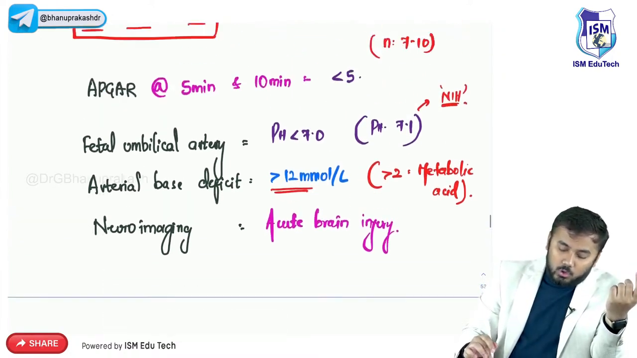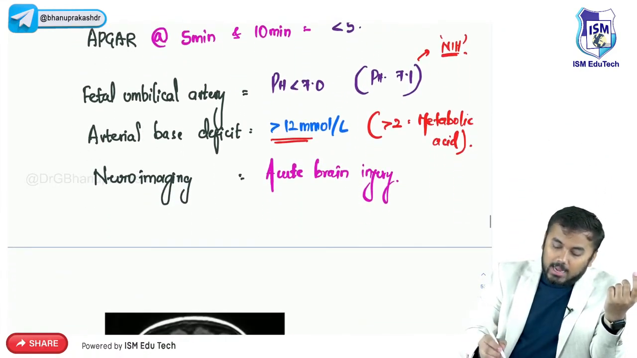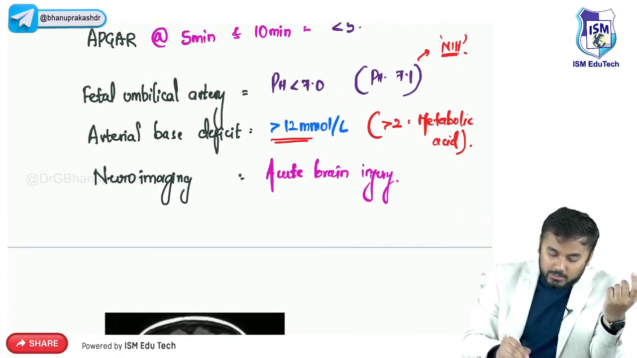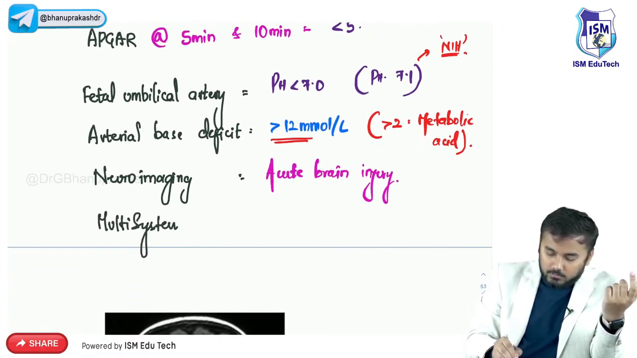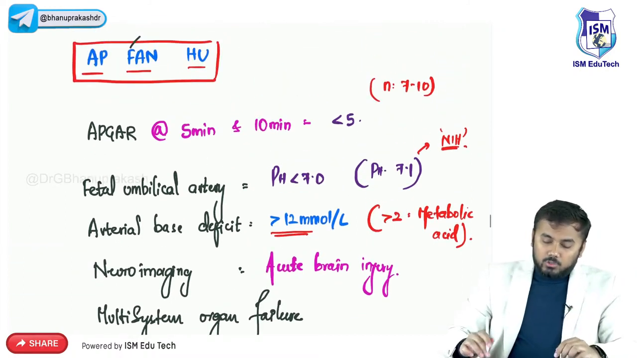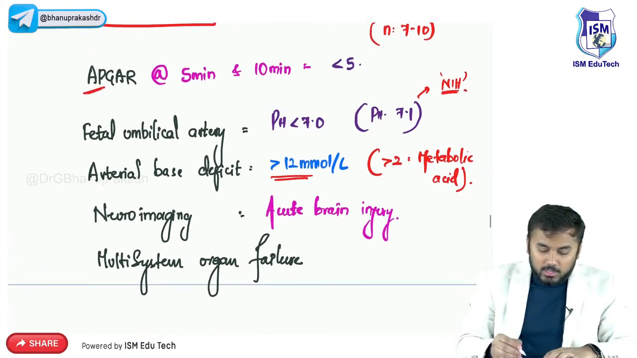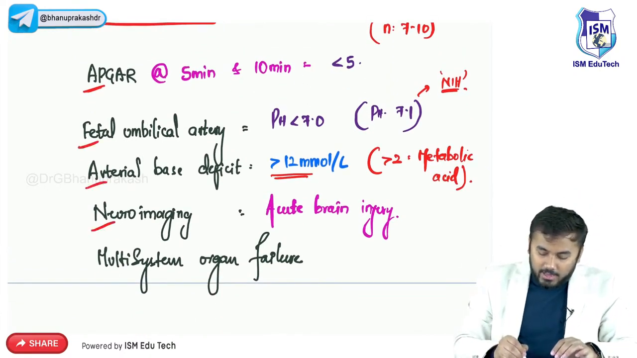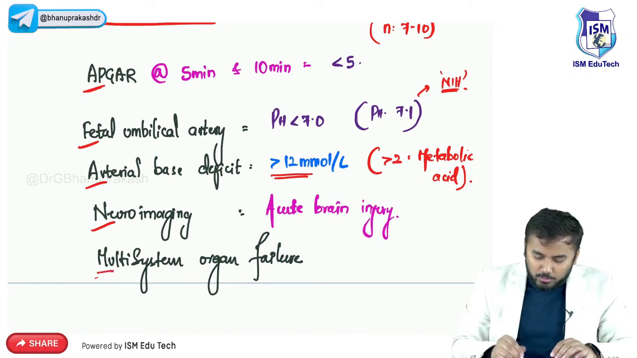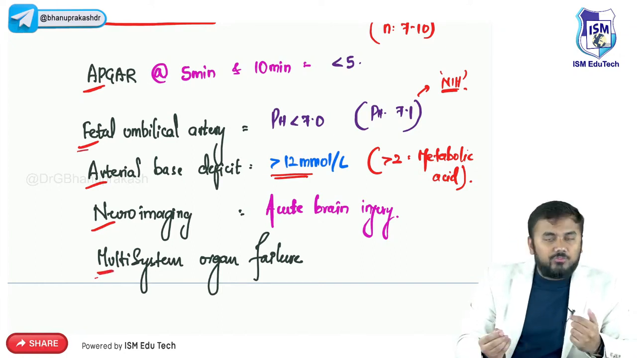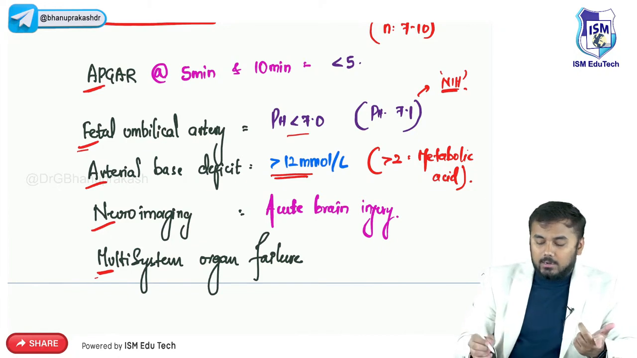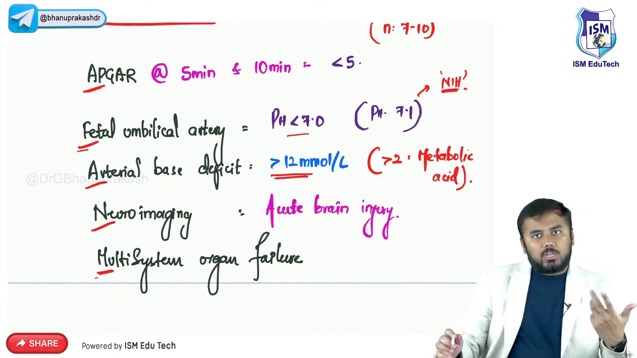So all of you look here now. And the last point is multi-system organ failure. Multi-system organ failure should be there. So what is the mnemonic here? AP stands for Apgar score. Fan. F stands for fetal umbilical artery, pH less than 7, arterial base deficit more than 12. Neuroimaging should confirm acute brain injury.